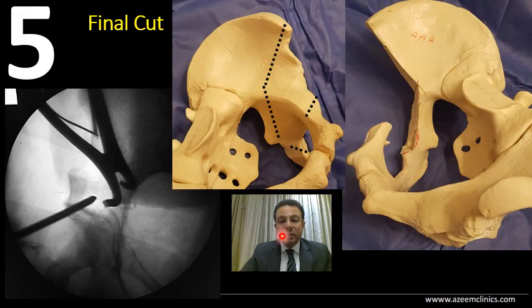Finally, the last cut is an osteoclasis cut, and this is done after putting a Schanz screw into the acetabulum, starting to reopen the acetabulum until these two limbs are connected. Finally, you're left with a good, preserved posterior column.